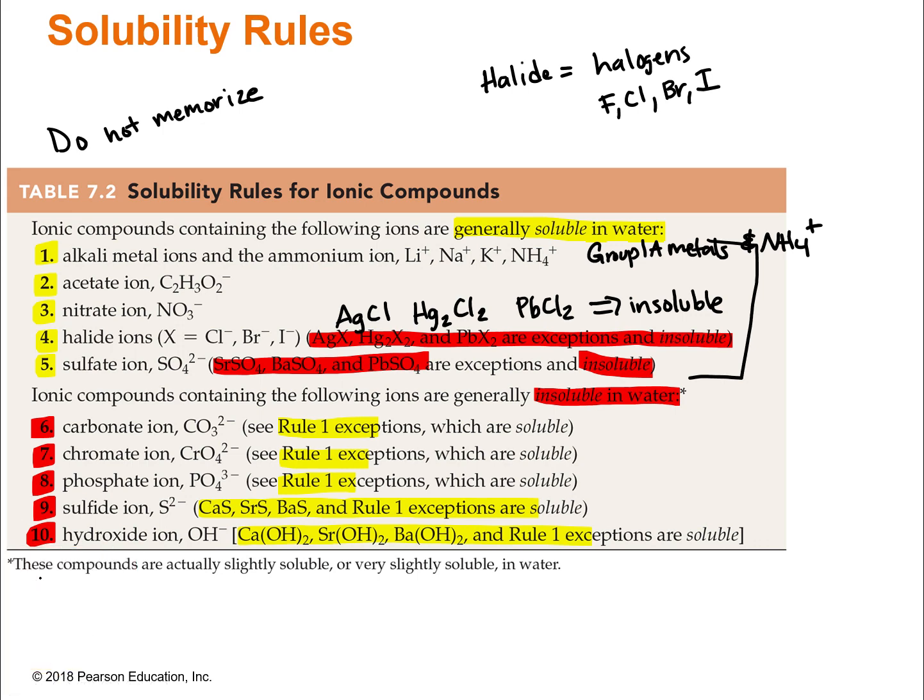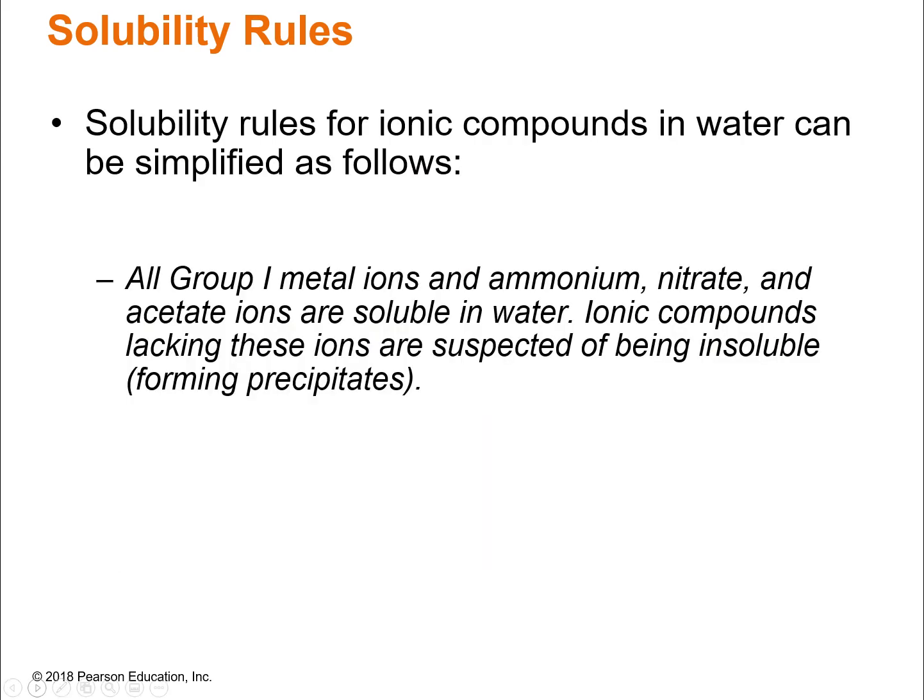Well, this is great. Lots of rules, lots of stuff to kind of remember. Let's practice how to use it. The best way that you can use it is to remember this simple rule, and it'll get you through a lot. All group 1 metal ions and ammonium, nitrate, and acetate are soluble in water. If you see something other than that, it is likely insoluble.